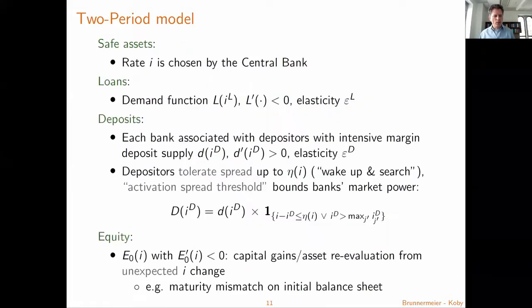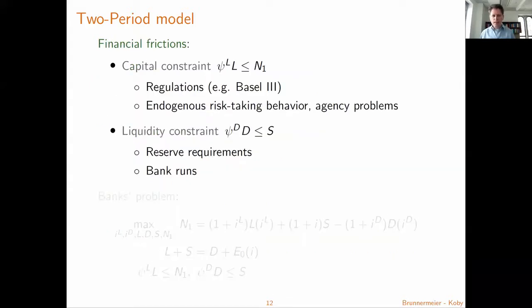Okay. So that's the basic balance sheet. But then we have financial frictions. As I mentioned before, we have these two financial frictions. In the two-period model, you essentially just need one of the two. In the G model, the liquidity constraint is actually important. So let me go into these two financial frictions.